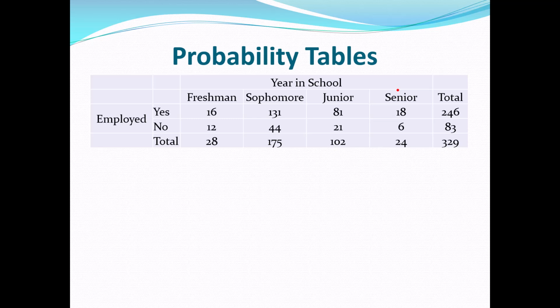And so you can see there are 28 freshmen. There are 175 sophomores, 102 juniors, and 24 seniors. There are 246 students that were employed. There were 83 students that said no, they're not employed. Grand total of 329 students.